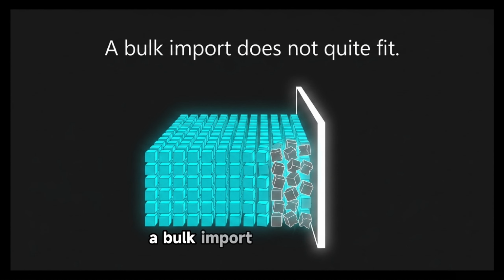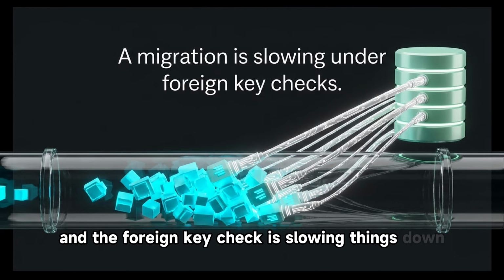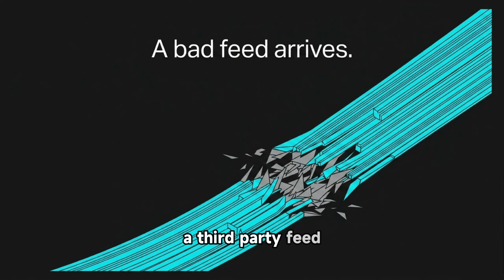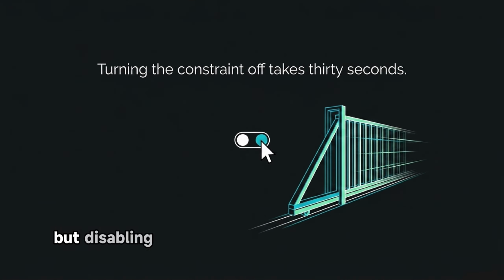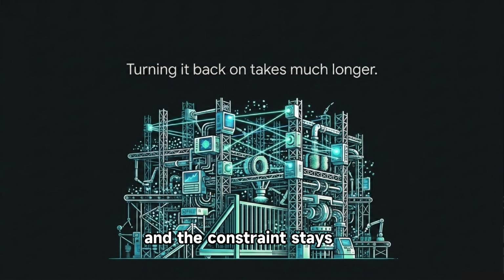A bulk import needs to run and the data does not quite fit. A migration is under pressure and the foreign key check is slowing things down. A third-party feed is sending values outside the permitted range, and fixing the feed would take a sprint, but disabling the constraint would take 30 seconds. The constraint goes off, the immediate problem goes away, and the constraint stays off.